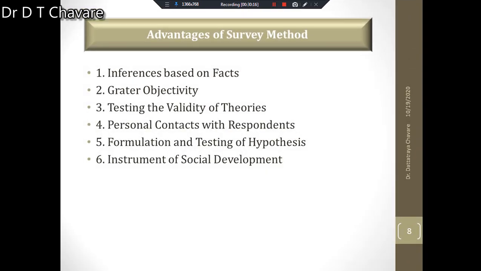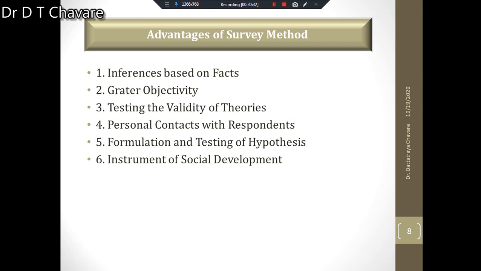Now, another point we have to discuss here, what are the advantages of survey method? Different types of advantages also we can get from this survey method. First advantage is there, inferences based on fact. This is the first advantage.